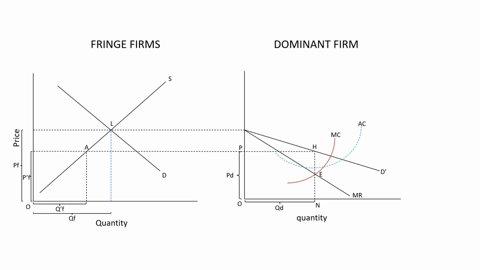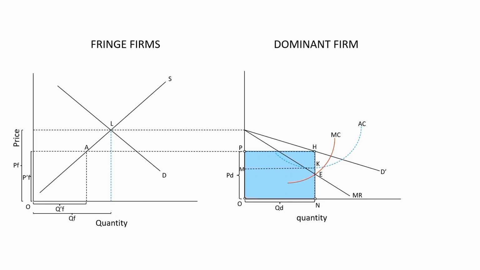This is the average cost curve. The average cost curve intersects with quantity at point K. This gives the average cost of production at quantity QD. The total revenue of the dominant firm can be determined by price into quantity, that is PD into QD, which gives the blue shaded area.